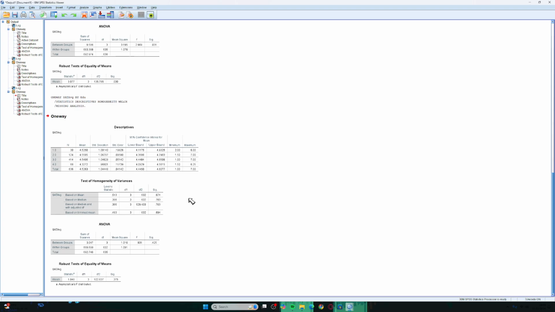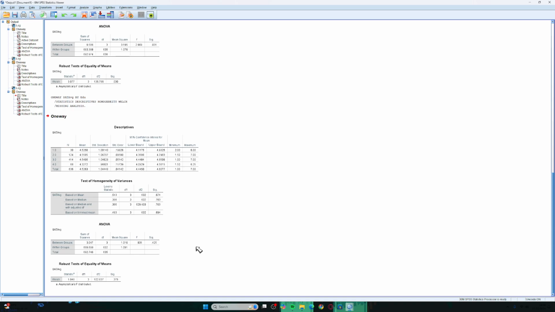Since this figure is greater than 5%, the assumption is set aside and the ANOVA tests are valid. Okay, but let's look into our ANOVA. The significance value here is 0.425. This is greater than 5%, so there is no statistically significant difference in satisfaction across the education levels.